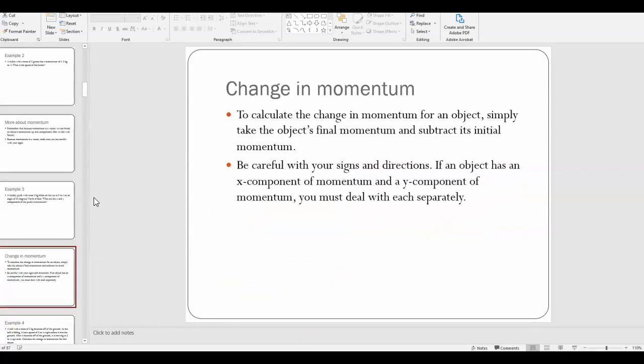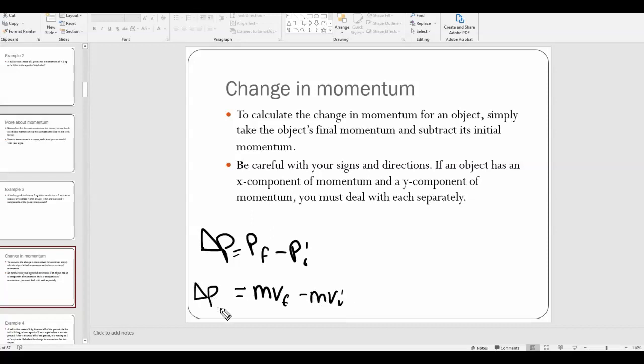Okay, so now we're going to talk about what's called change in momentum. Now, change in any quantity is always the final value minus the initial value. And so when we talk about change in momentum, by definition, change in momentum would be the final momentum, P final, minus the initial momentum, P initial. Or if I expand that out, I could write m v final minus m v initial. That's not some new fancy equation. That's just the definition of change in anything, always a final value minus the initial value, and then I'm just replacing momentum using the equation for momentum.